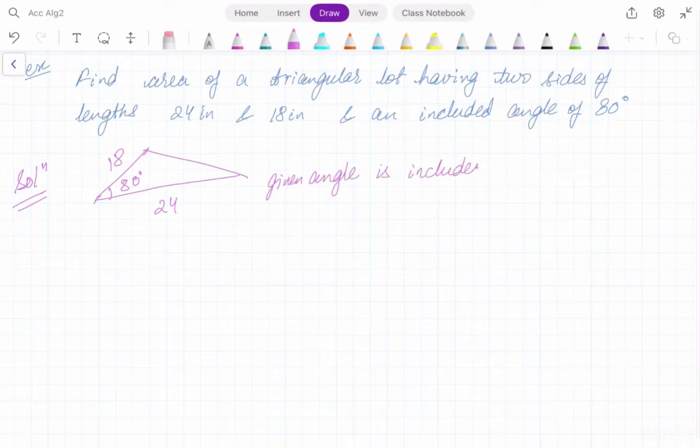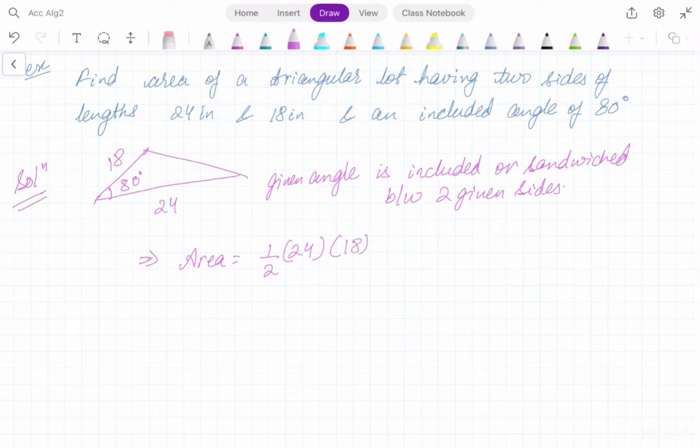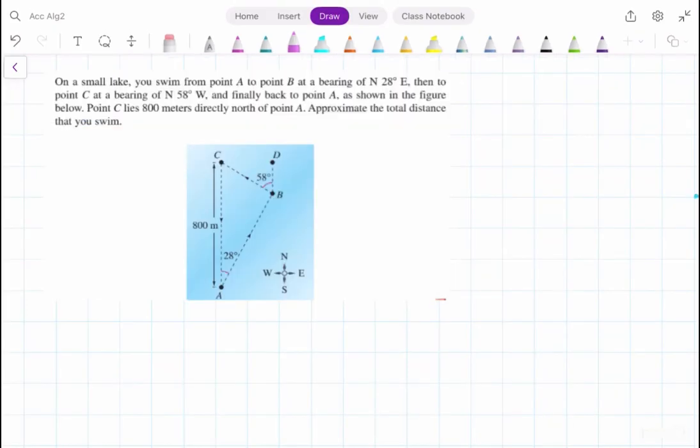So the given angle is included between the two sides, right? So area will be 1/2 the two sides and the angle included in between those two sides, so sine of that angle. So area will be 1/2 times 24 times 18 times sine of 80 degrees. Just put them in the calculator. So 212.7 inches squared.